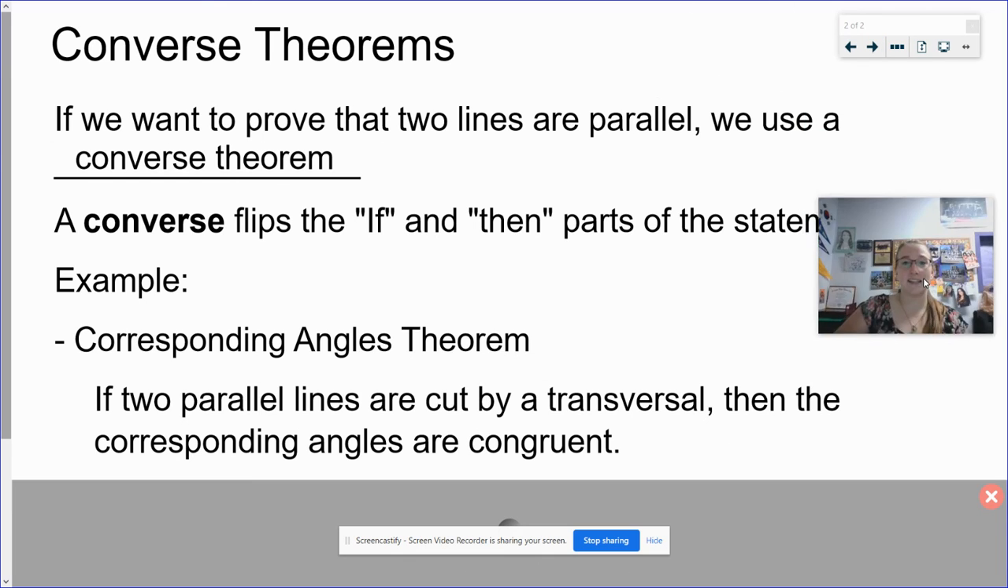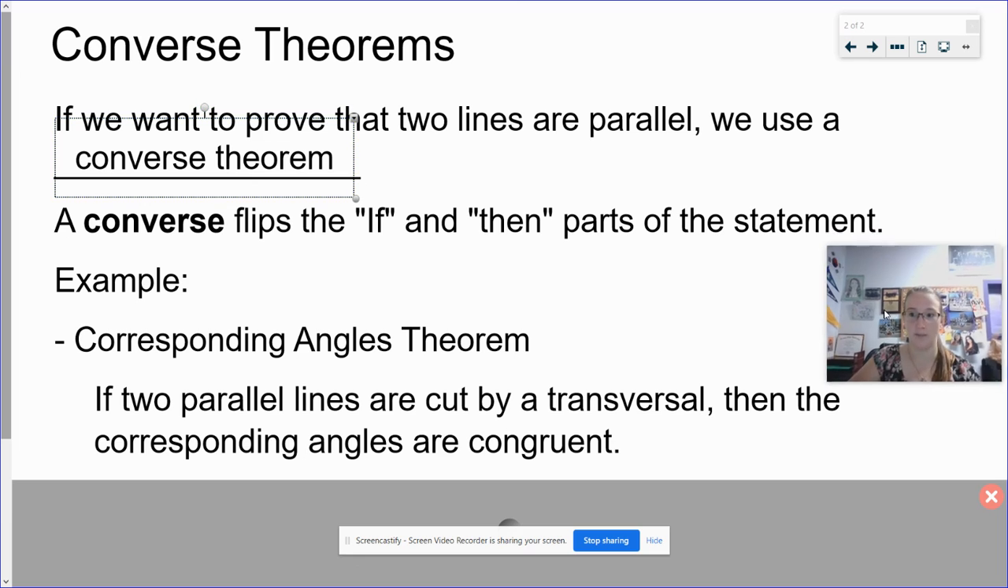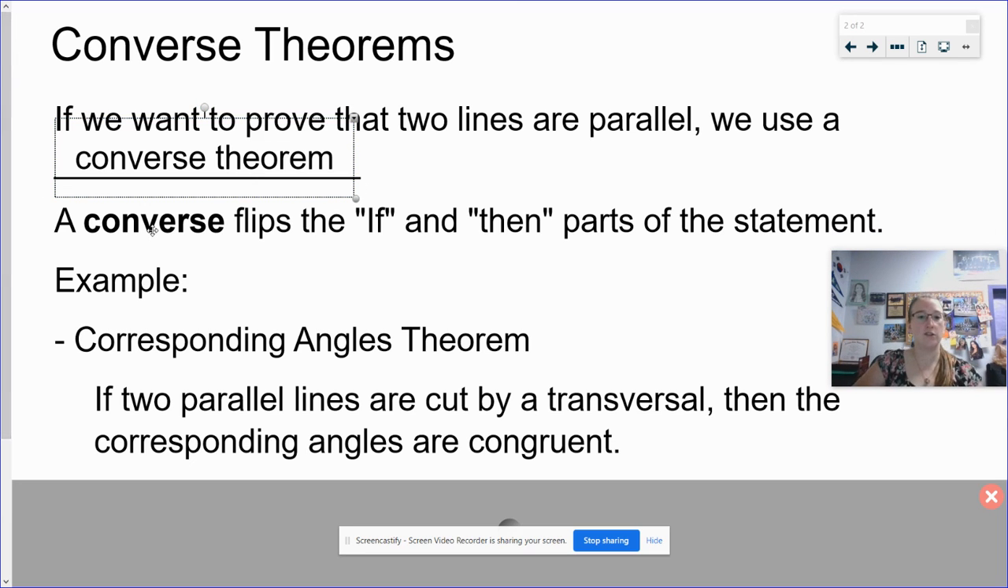What we're looking at today is something called a converse theorem. Now go ahead and copy this. If we want to prove that two lines are parallel, so we don't actually know that they're parallel, if the proof says R parallel to S or something like that, we use what's called a converse theorem. And again, please make sure you have that copied down. Now, what a converse theorem does is it flips the if and then parts of the statement.